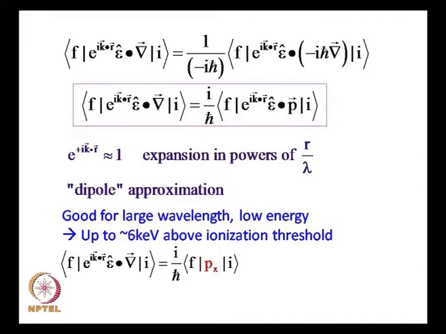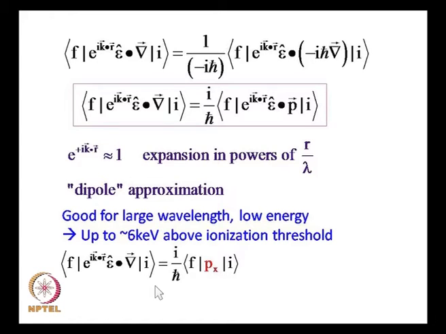And if you now set this e to the i k dot r equal to 1, then you have an equality in this approximation in which you no longer have to write the e to the i k dot r explicitly, because it has been approximated to unity, that is, set equal to 1. So, the last expression that you see over here is appropriate within the dipole approximation, although one has to go beyond the dipole approximation, but that is a matter of detail.